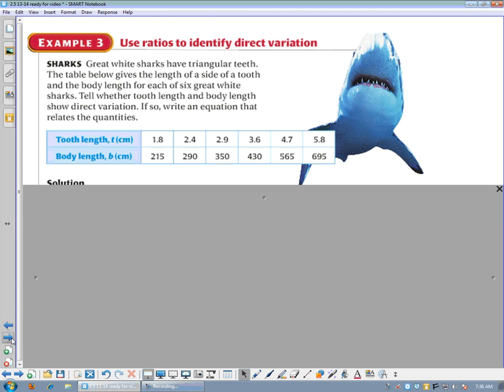And the last example that I wanted to show you is to use ratios to identify direct variation. Let's take a look at this example about sharks. Great white sharks have triangular teeth. The table below gives the length of a side of a tooth and the body length for each of 6 great white sharks. Tell whether tooth length and body length show direct variation, and if so, write an equation that relates the quantities.